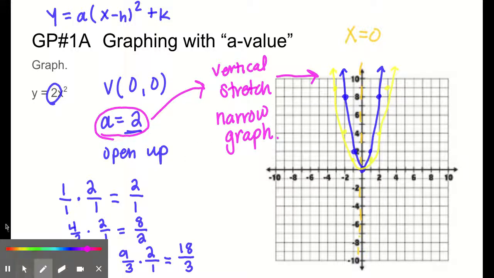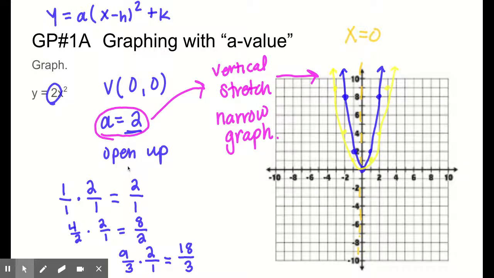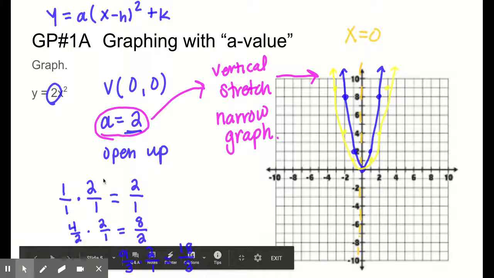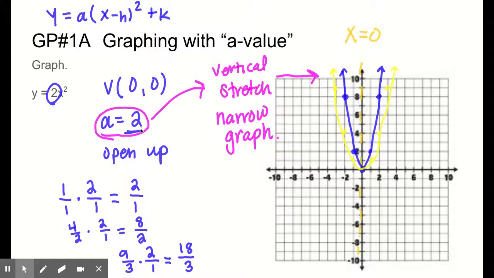Now, real quick, before we move on to the next one, some toolbox items. What did we do here? Identify the vertex, identify the a value, determine if the graph opens up or down. Because our a value is not 1, we now have to multiply our graphing pattern, our 1, 4, 9, by that a value. So we multiplied our graphing pattern by 2 to find our new graphing pattern. And then from there, we can graph our function.